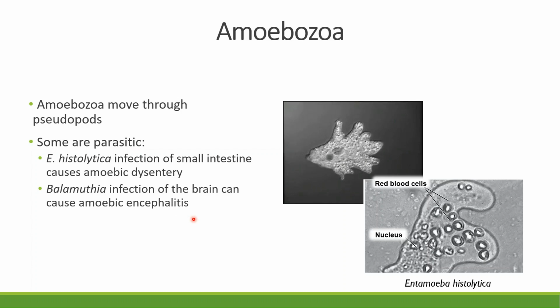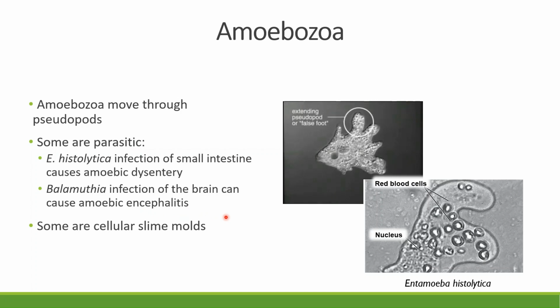Some of them are parasitic. So we talked about E. histolytica on the prior slide, causing amoebic dysentery. And then another one is Balamuthia, which can cause an infection of the brain, which can lead to amoebic encephalitis. Itis means inflammation, and encephala would mean, around your brain, encephalo.